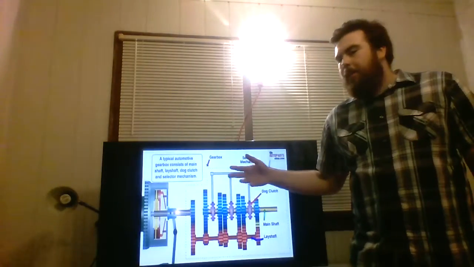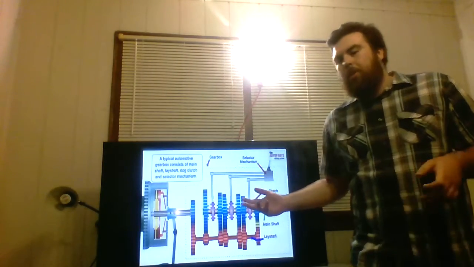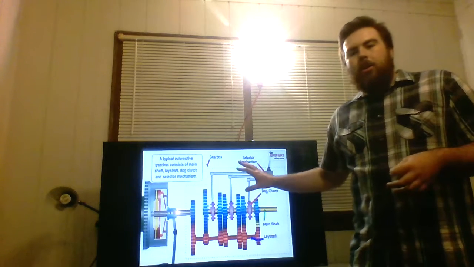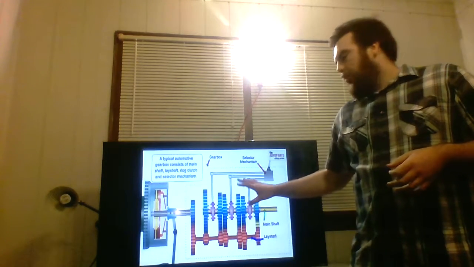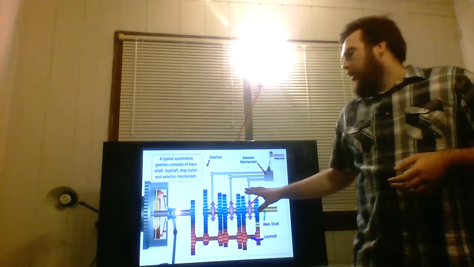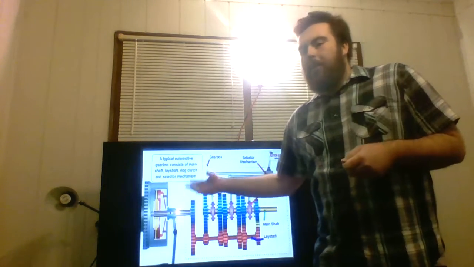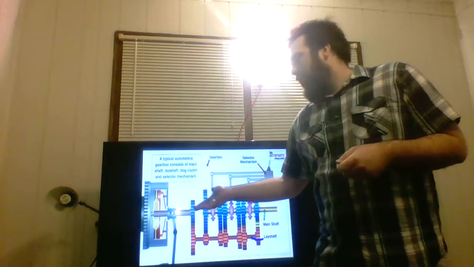Here's a basic visual of how a transmission works. Right here, all these gears on the right, those are generic transmission gearing. Those will be the same regardless of an automatic or manual. The biggest difference is right here. Like I said, how it disconnects the transmission from the engine.